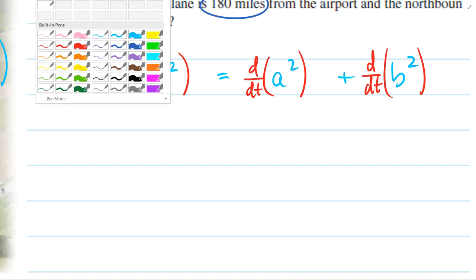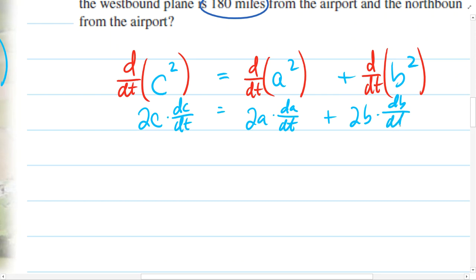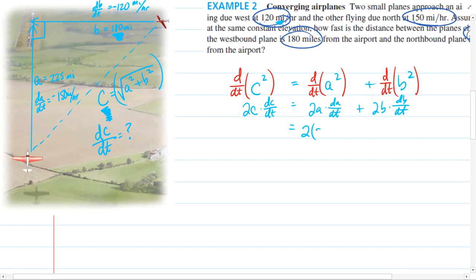Now to differentiate c with respect to t, well, this looks like it's going to be 2c, but since we don't know the derivative of c with respect to t, much like with our implicit differentiation process, we need to multiply by dc dt. Same thing on the right-hand side of the equal sign: 2a times dA dt and 2b times dB dt. Again, we're pretty fortunate here. A lot of this information is given to us in the problem. The distance for A was 225 miles, and the rate for dA dt is negative 150 miles per hour. The distance for B is 180 miles, and dB dt is negative 120.